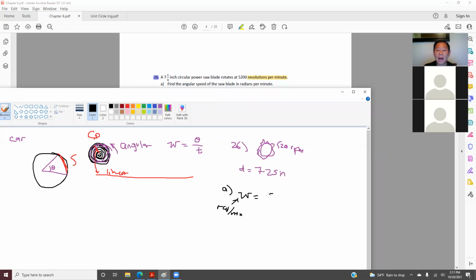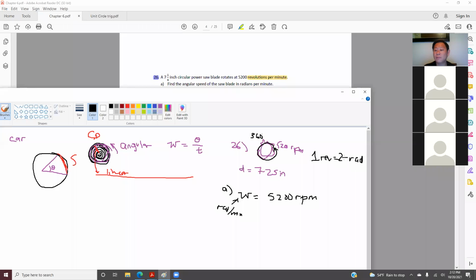So since we got 5,200 RPM, again, R stands for revolution. If you want to change this to radians, we know that one revolution is how many radians? Anyone? One full circle, one revolution, how many degrees? 360. And how about 360 degrees in radians? It is 2 pi, right?